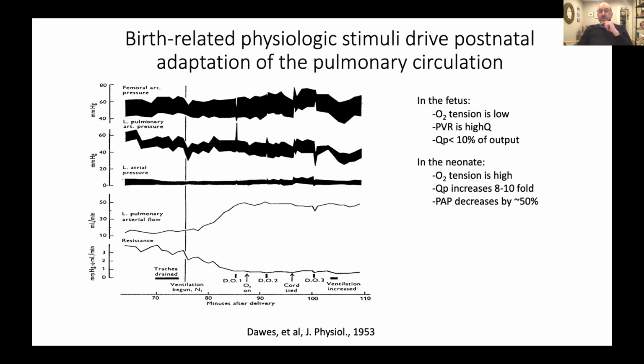Oxygen tension increases by about 5-fold. The pulmonary blood flow increases by about 8 to 10-fold. Pulmonary artery pressure decreases by 50% in the first 24 hours of life. And this is a remarkable transition that is virtually unprecedented at any time during organismal survival. It's a transition in the pulmonary circulation that never is repeated again for all of our air-breathing lives.